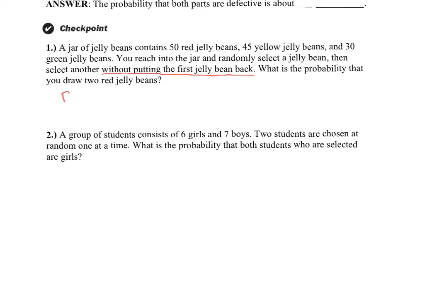Okay, well, the probability of red and red. The probability that the first one is red would be 50 out of 125. Again, I added 50, 45, and 30 to get that 125. Now, for the second probability, I am assuming that the first one that I chose was red. So now instead of 50 red jelly beans, there's only 49, and instead of 125 total jelly beans, there is only 124, okay?